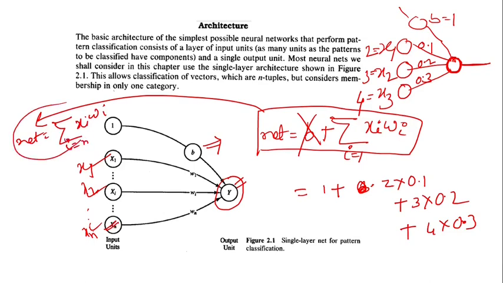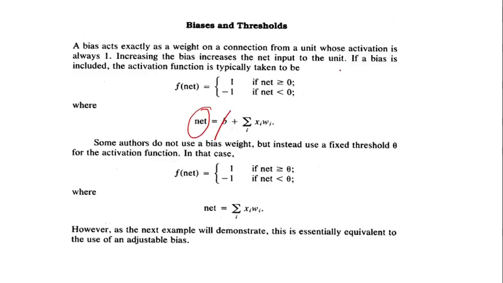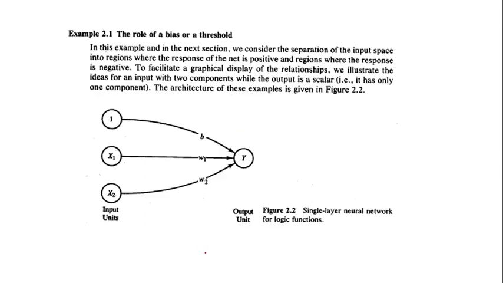Some authors do this also, but normally you will be having bias. However, in the next example we will demonstrate this is essentially equivalent to the use of an adjustable bias. Now the role of bias or a threshold: in the next section we consider the separation of input space into regions where the response of the net is positive and regions where the response is negative.